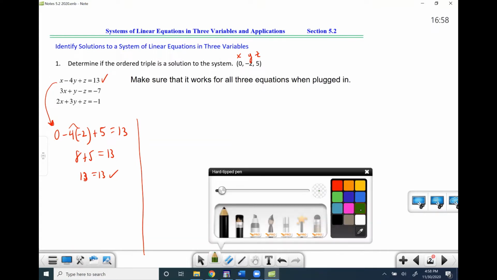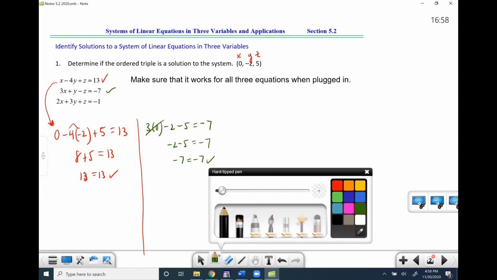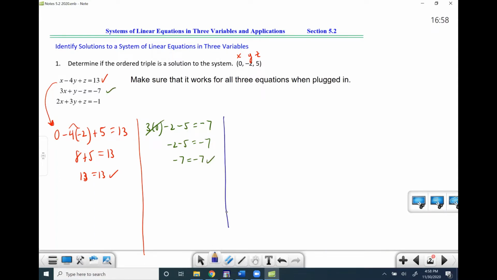All right, now we're going to plug in 0, -2, and 5 into the next one. So 0 for the X, -2 for the Y, and 5 for the Z. 3 times 0 is 0. And you have -2, take away 5. Well, -2 minus 5 is -7. Okay, it's working so far. Just got to make sure it works for this third one. All right, 0 for the X, -2 for the Y, and 5 for the Z. Does that equal -1? Let's see.